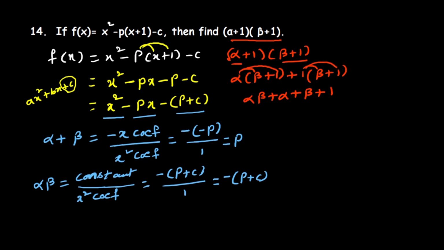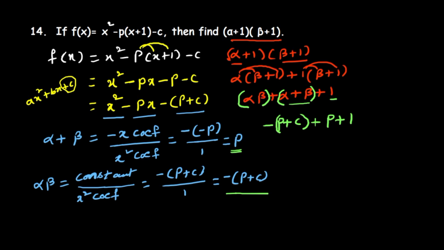Okay, so don't forget, this is alpha into beta, the product of the zeros. This is alpha plus beta, the sum of the zeros. So already we got alpha into beta is minus p plus c. We can substitute that value here. That is, alpha into beta is minus of p plus c, plus alpha plus beta. Alpha plus beta is here p, right? This p I am taking here, plus, and this one I am writing as usual.